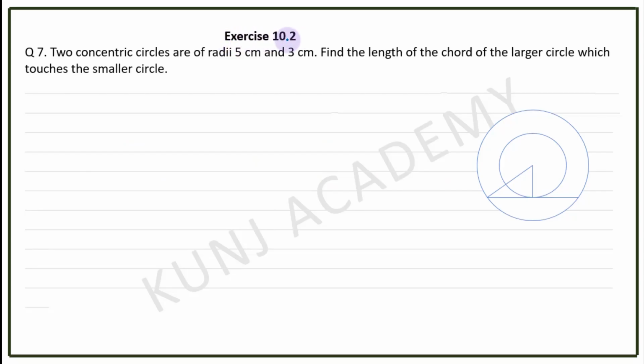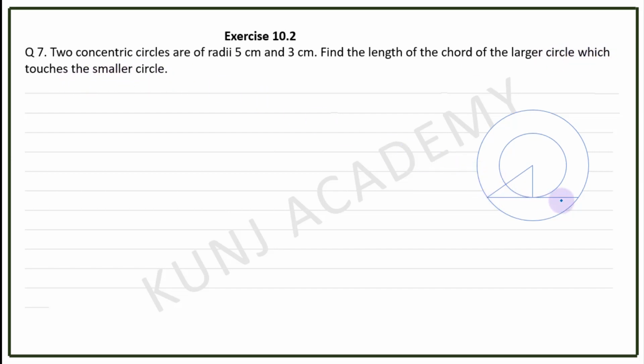Exercise 10.2, question 7. Two concentric circles are of radii 5 cm and 3 cm. Find the length of the chord of the larger circle which touches the smaller circle.